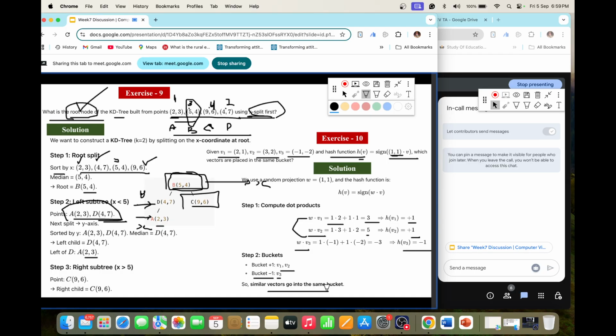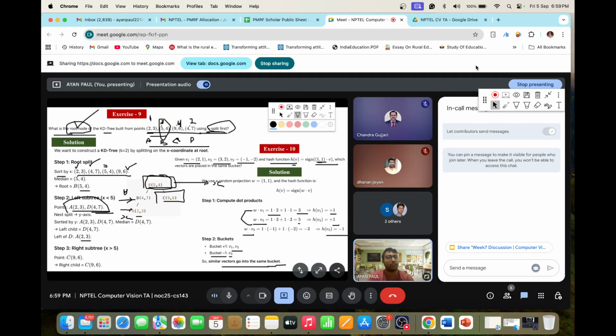Okay, so that is the concept of LSH. It is very easy. You have to compute W times V and check the sign. If the sign is the same, the points will belong to the same bucket, otherwise the points will belong to different buckets. So that is how you have to do it. Is it clear to everyone? It is a very simple concept. I think it will be very clear to everyone. Clear, right? Okay.